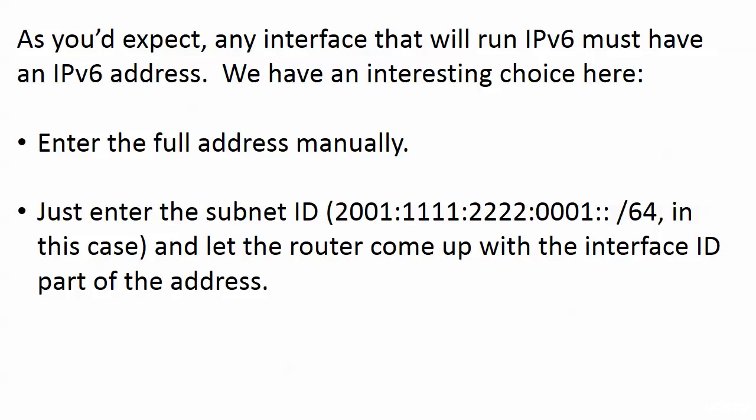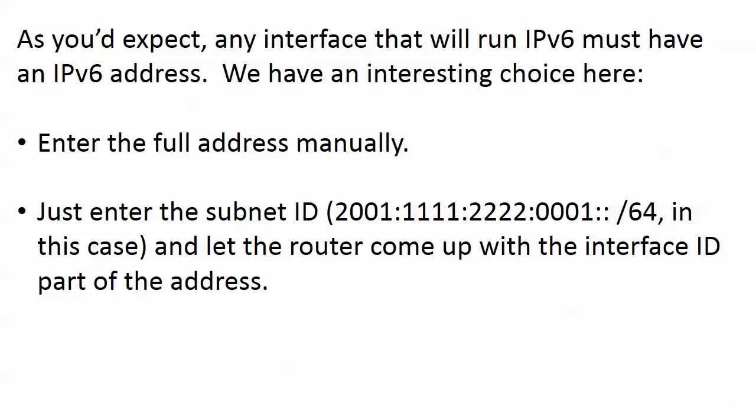Now, as you would expect by now, of course, any interface that's going to run IP version 6 has to have an IP version 6 address. Duh, right, I know. But we have an interesting choice here. Now, we could enter the full address manually using our 0 and leading 0 compression skills. That shouldn't be too much typing. Or we could just enter the subnet ID, which in this case is 0001 with a double colon to represent the subnet ID and a /64, and let the router come up with the interface ID part of the address.